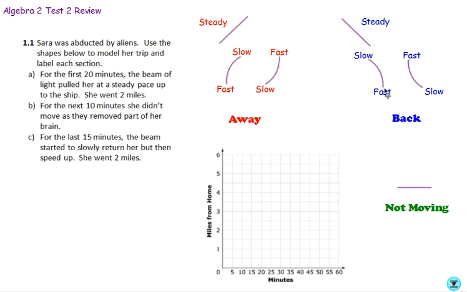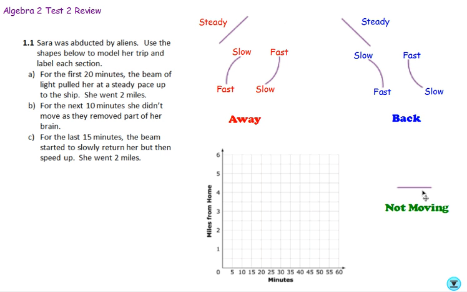So again, vertical means that we're going fast. Flat, or flatter, I should say, means we're going slower. And again, fast to slow. And then the horizontal line here means that you're not moving at all. The reason why that would be horizontal is because your distance away from where you started isn't changing. You're not going away, you're not coming back, it's just staying the same.